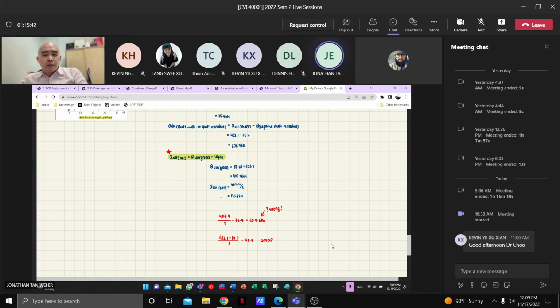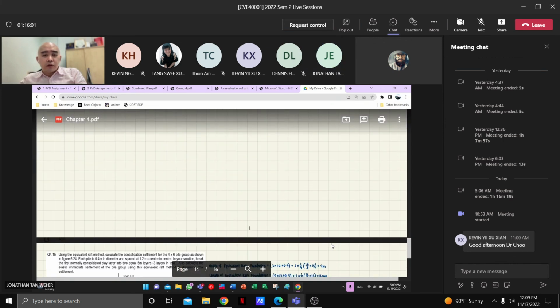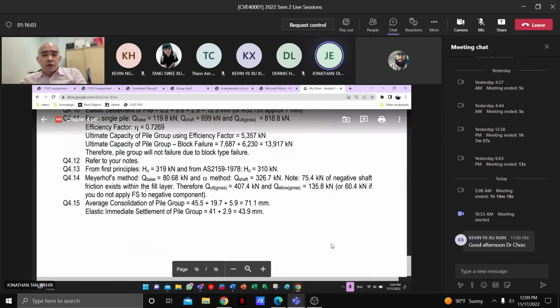I just wrote it wrong. It should be this one, Q allowable gross now. But how did the question get this one? I am a bit confused by the equation. This one, 407.4 minus 75.4, what is that? This is if they do not apply the factor of safety to the skin friction.